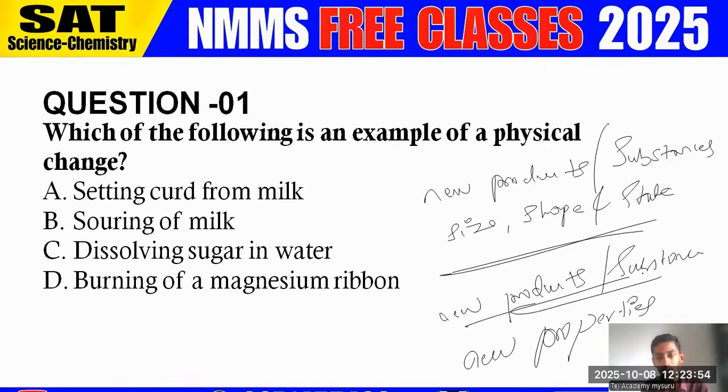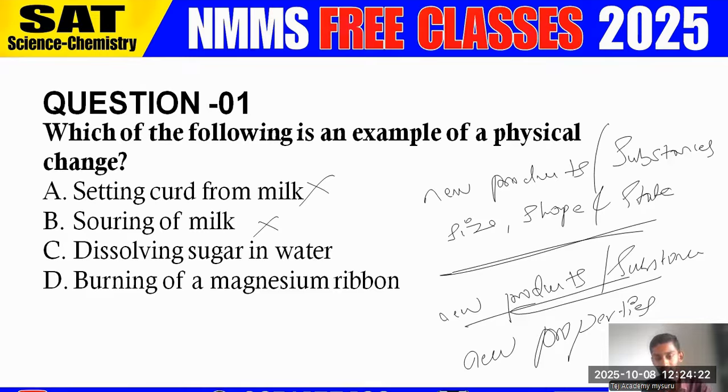In the previous session, I explained in the chapter acids, bases and salts that in milk there is a sugar called lactose, which is converted into lactic acid. Here lactose is converting into lactic acid. A new product is forming, so that is a chemical change. And souring of milk is also a chemical change. And dissolving sugar in water is a physical change. We will discuss it after seeing option D.